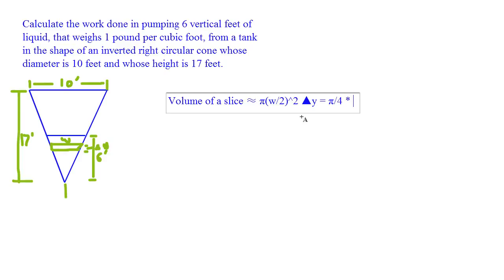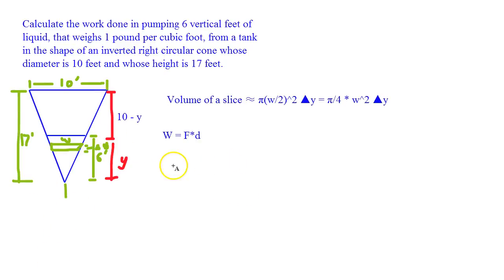times w squared delta y. Alright, so this is going to be the actual volume of the slice, so that's changing over time. Okay, so now what we want to do is calculate the distances it's traveling. So now we actually have the volume of it. Okay, so now what we're going to do is find work, and work is force times distance. Okay, right, and so our formula is starting to look a lot better.